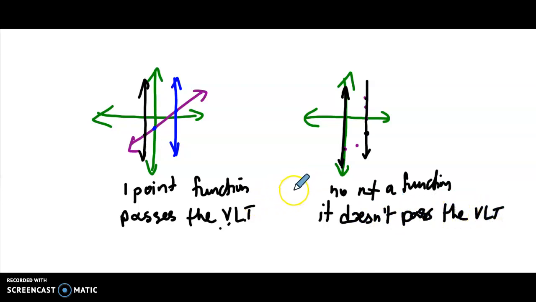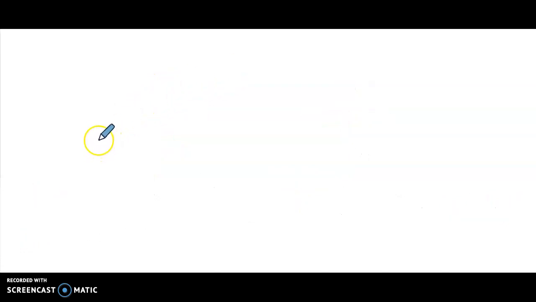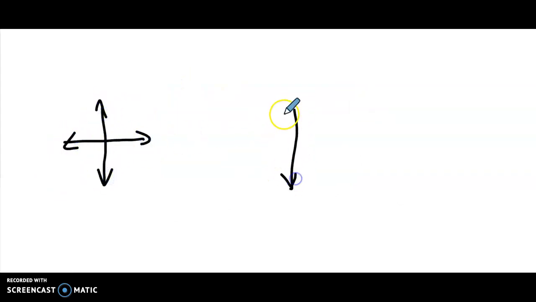So those are two simple examples. Let me just show you two more. Create some other graphs here. Here's an X and Y axis for my first, and here's an X and Y axis for my second. For the first, I'm going to make my graph looking like this. It's an upside down V. You're going to learn more about those graphs in Algebra 2.